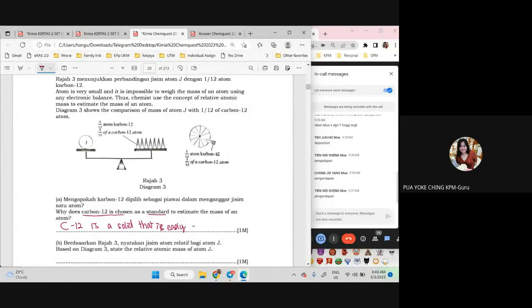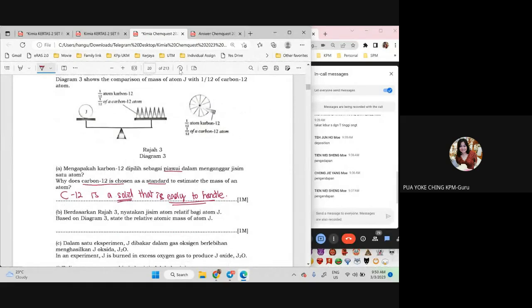easily to handle. Sebab sebelum kita pilih carbon 12, actually kita pernah guna hydrogen sebagai standard atom. Okay, sebagai atom piawai dalam membandingkan. Tapi lepas tu mereka tak pakai lagi hydrogen sebab hydrogen is a gas. Susah nak mengendalikan. So, kita guna carbon 12 sebab dia adalah pepejal yang lebih mudah mengendalikan. So, this is carbon 12.